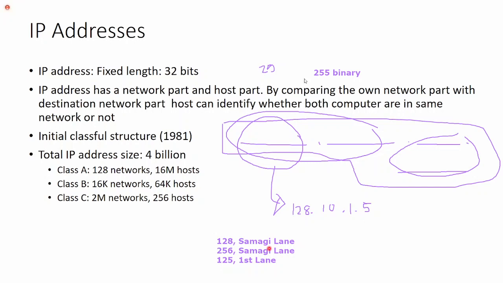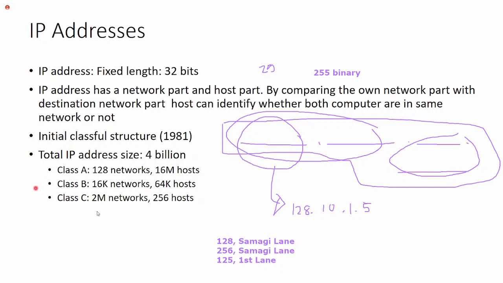So that is exactly what we do in IP addresses also. When you take an IP address, this whole 32 bits is divided into a network part and a host part, right? From looking at that, the computers can understand whether these two computers are in one network or two different networks, right? So the IP addressing system basically has one network part and one host part, right?